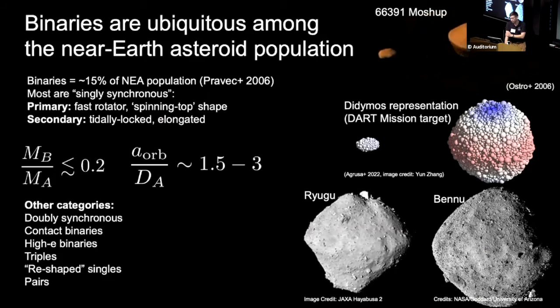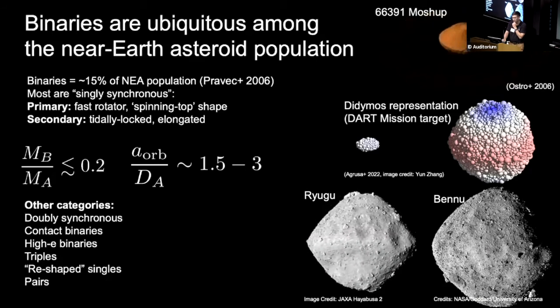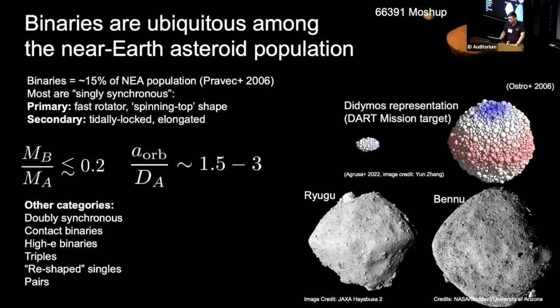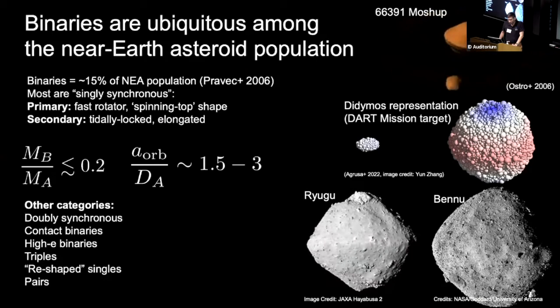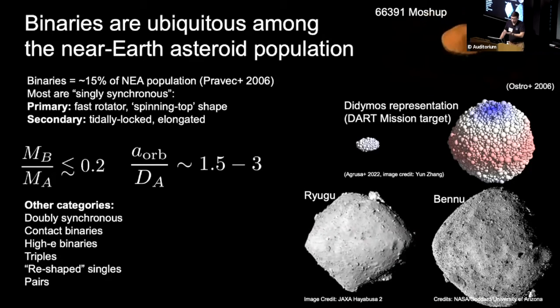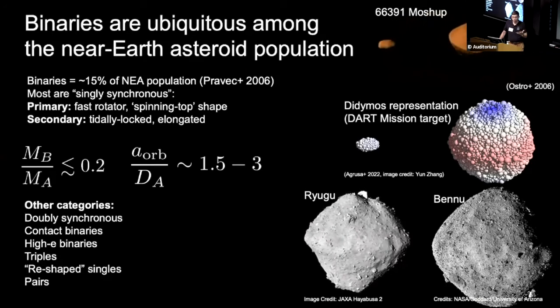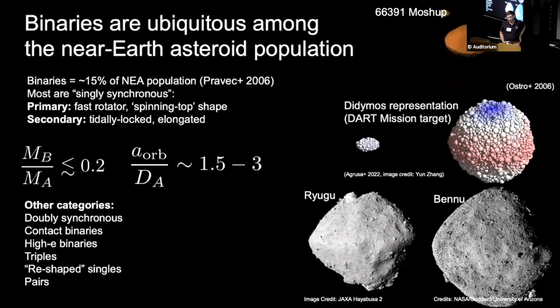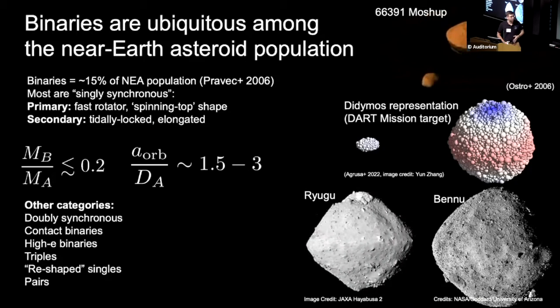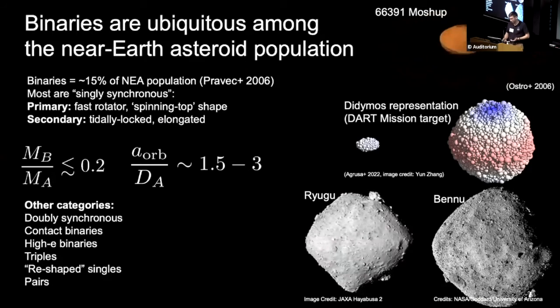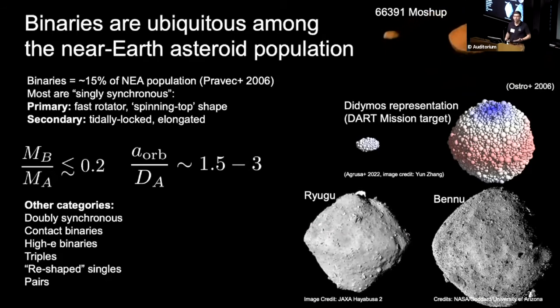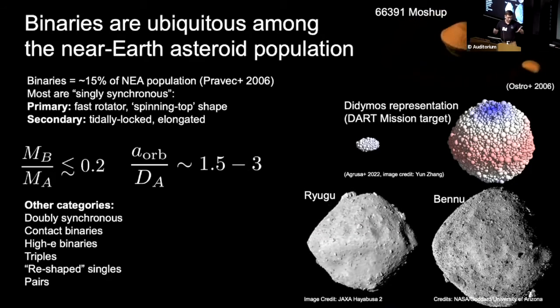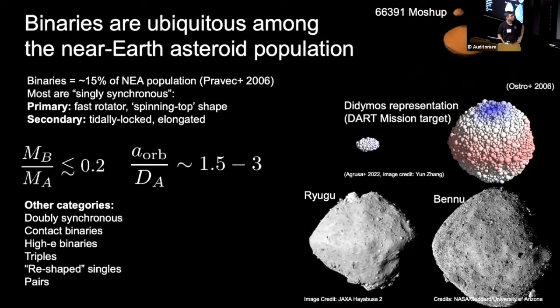We have reshaped singles, which look like Ryugu and Bennu here, which were respectively visited by Hayabusa2 and OSIRIS-REx recently. And so the question here is, were these binaries at one point and they lost their companion, or did they form that way? And finally, we have asteroid pairs, which are not bound to each other, but based on their heliocentric orbits, we know they were at one time a binary, and they would have evolved and separated through tides or something like that.